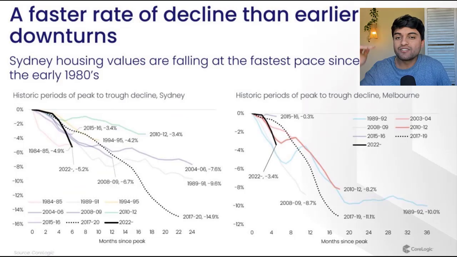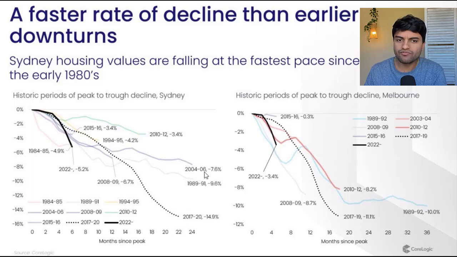Sydney house prices are falling at their fastest pace since the early 1980s, and that's a good thing. What? That doesn't make any sense. Check this chart out on the left. Okay, what this shows, each different line is a different period of time in which house prices fell in Sydney. For example, between 2017 and 2020, they fell almost 15%, and it took 22 months for that to happen.